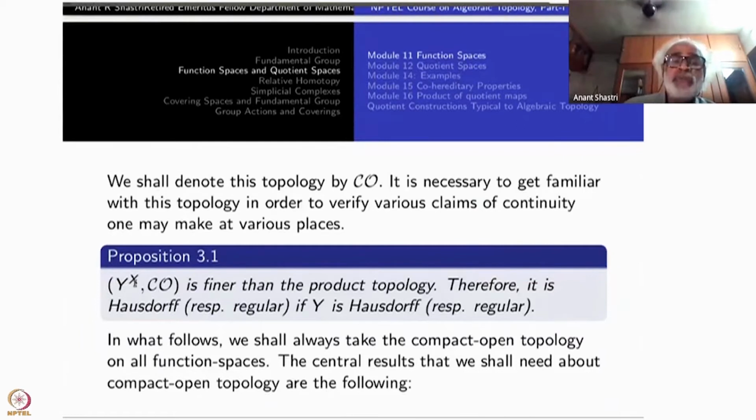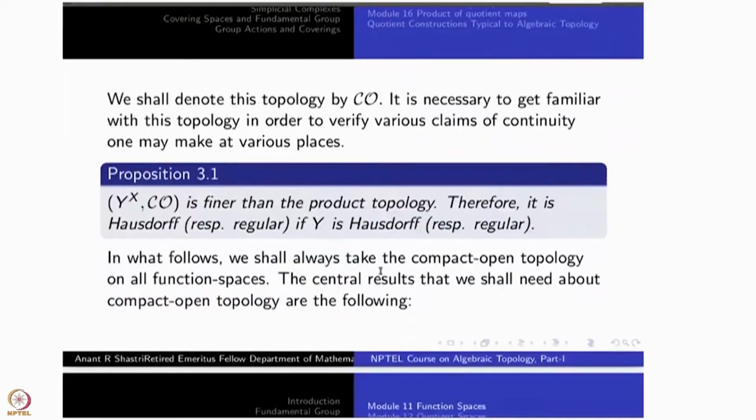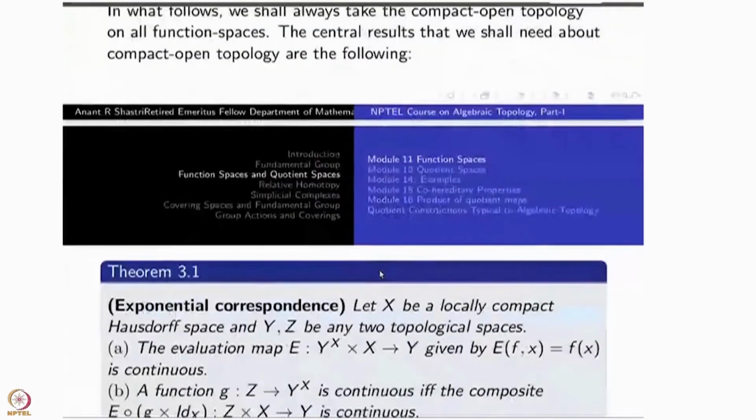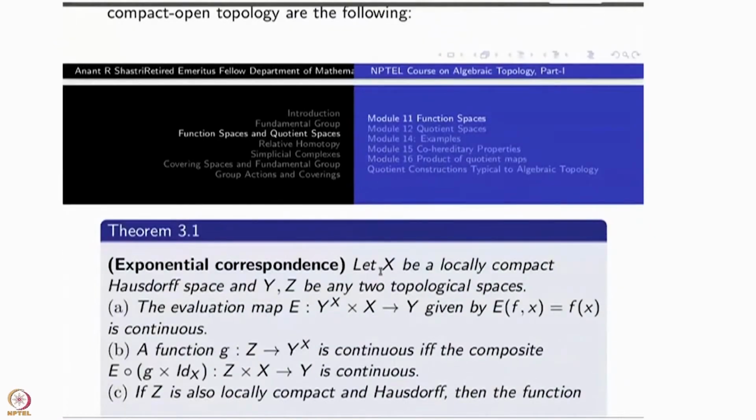So if some sequence of functions is convergent in this topology, in the ordinary product topology also it will be convergent, because this is finer than the product topology. The central result that we want is summed up in one single theorem, three parts of that. The second part is the most important one for us, which is of immediate use. Okay, so let us be done with it, and that is all about function spaces that we are going to discuss. So this is called exponential correspondence.